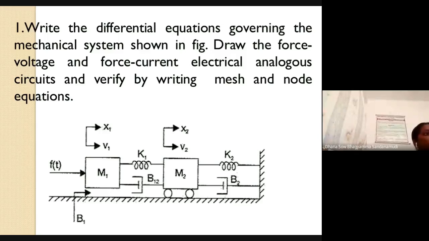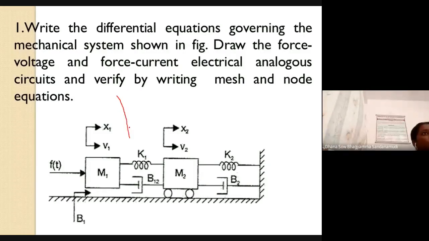Initially, what we must do is draw the free body diagram of mass 1. There is an applied force, and I can write it in any direction. The applied force is F of t, in the free body diagram of mass 1.